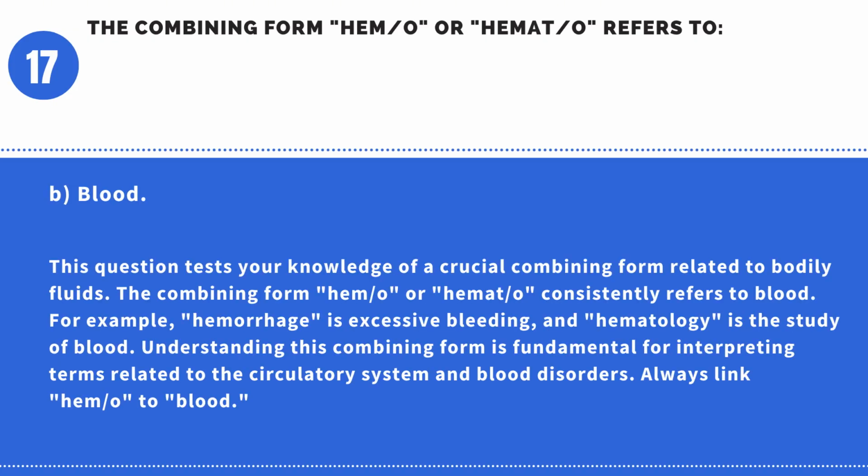Answer B. Blood. This question tests your knowledge of a crucial combining form related to bodily fluids. The combining form hem/o or hemat/o consistently refers to blood. For example, hemorrhage is excessive bleeding, and hematology is the study of blood. Understanding this combining form is fundamental for interpreting terms related to the circulatory system and blood disorders. Always link hem/o to blood.